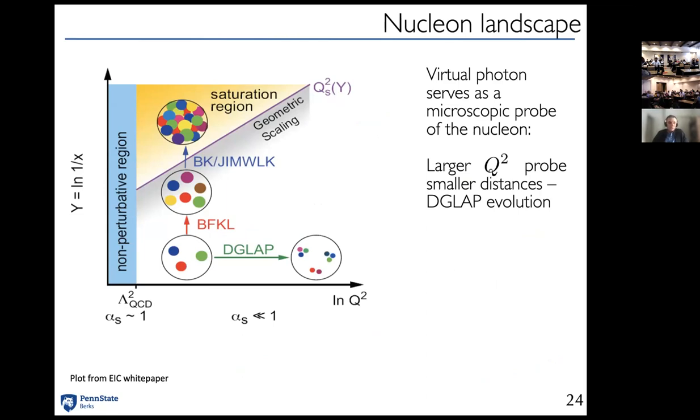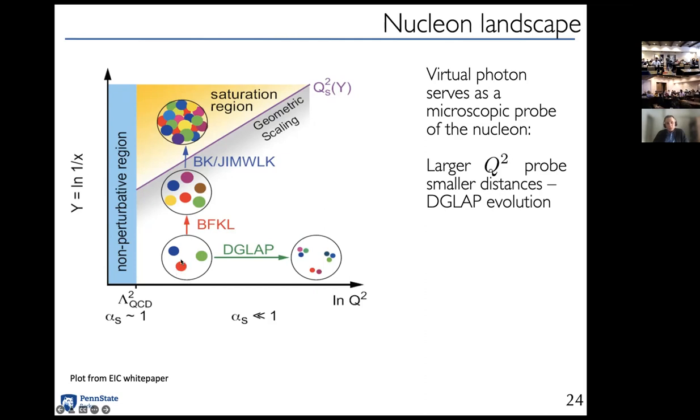Evolution is, of course, very important. So I told you that a virtual photon serves as a macroscopic probe of the transverse distance. Okay, so let's fix now Q square. So this scale here is the logarithm of Q square, and this will be the rapidity scale, logarithm of 1 over x, or energy, if you like. So now let's fix energy, but then fix also Q square.